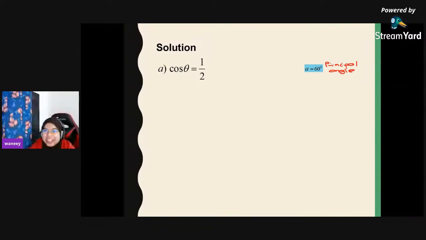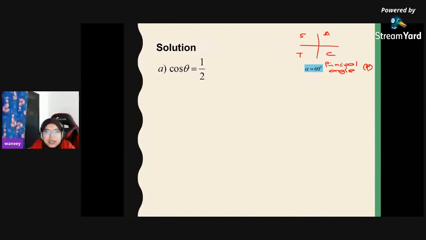Okay, so once you know the principal angle, we need to check our quadrant. Do you remember A, S, T, C? Cos theta is equal to half, so we are looking for where cos gives us a positive. We need to see which quadrants can give a positive answer if we use cos. Obviously it should be the first quadrant and the fourth quadrant.